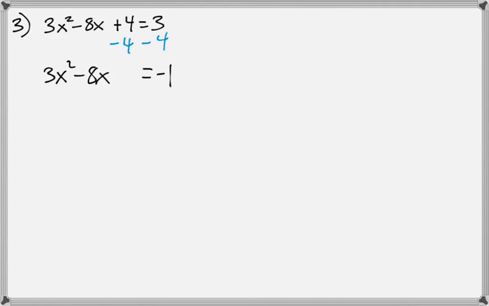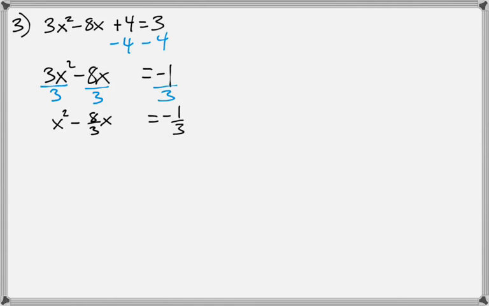Now, what's different on this question is that we have a coefficient in front of the x squared. And we can't have that if we're proceeding with completing the square. So we need to actually divide by that number, and every term needs to get divided by that number. So this would be x squared minus 8/3 x is equal to -1/3.